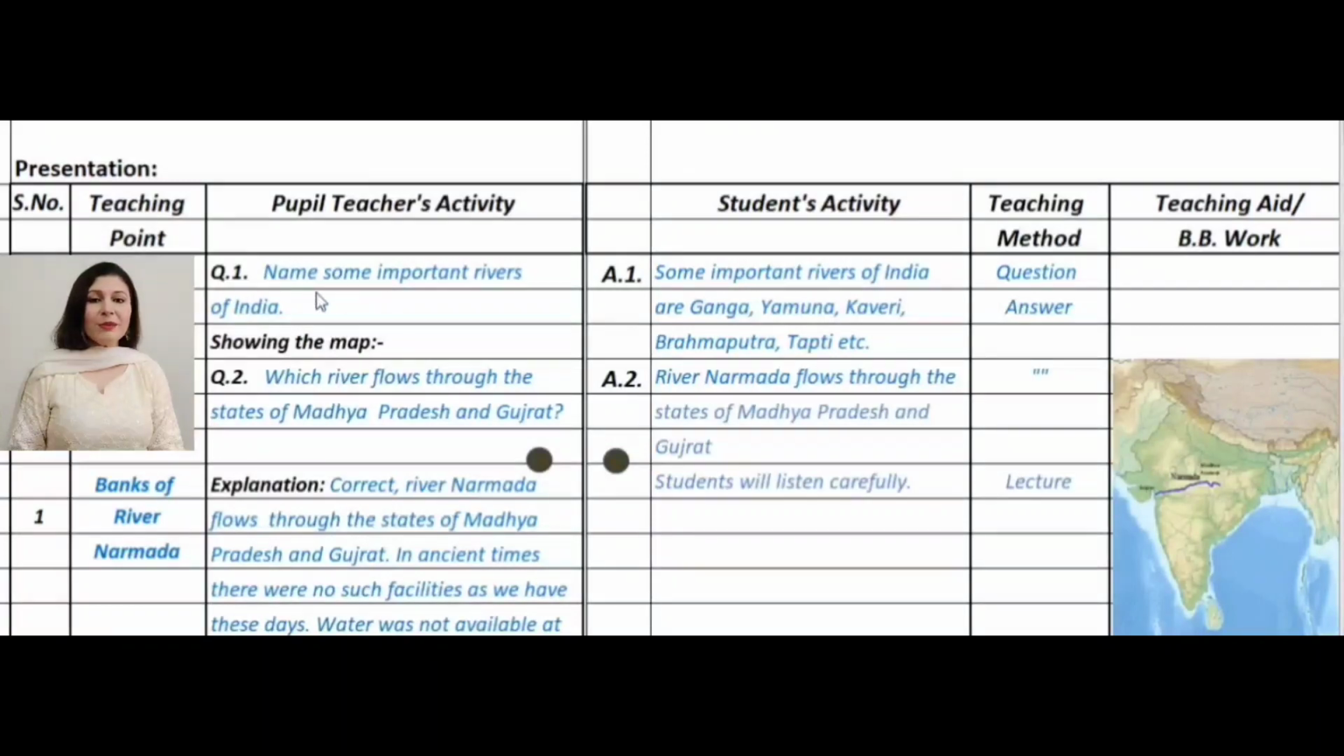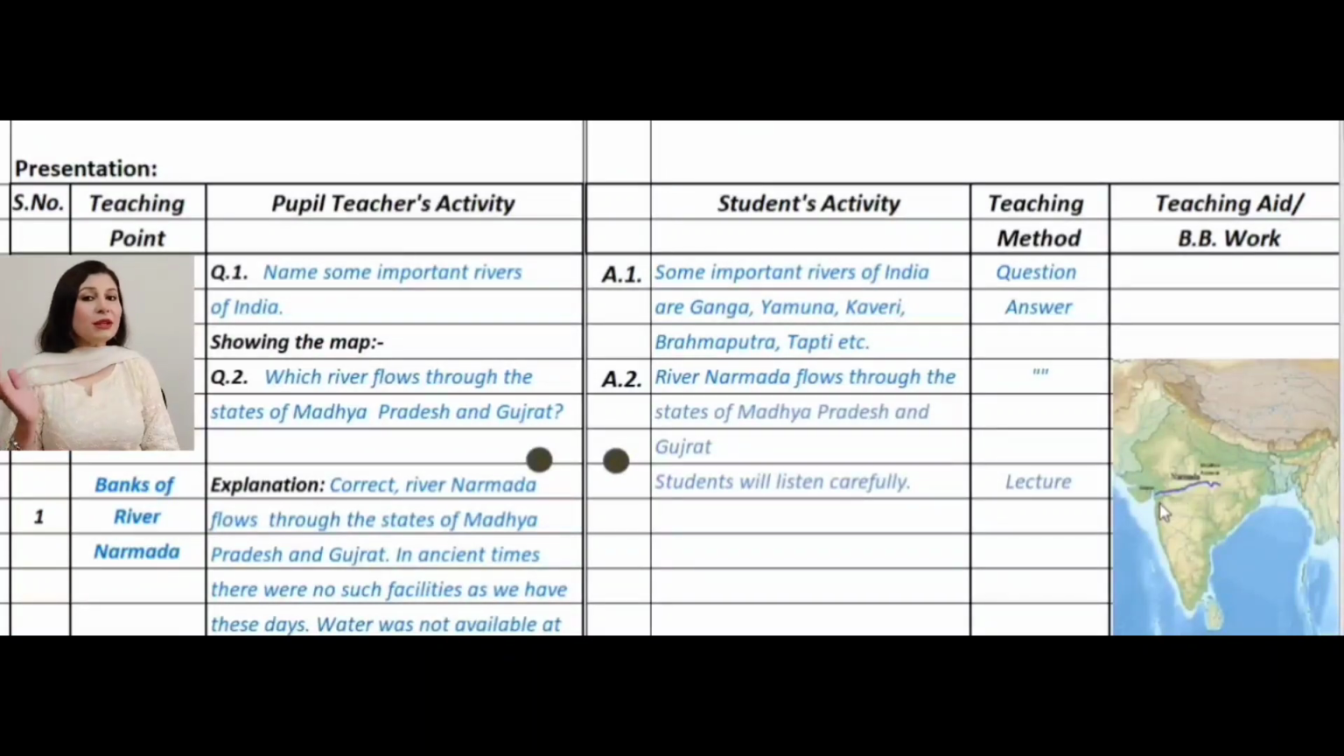So question 1 can be, name some important rivers of India. And the expected answer of the students will be, some important rivers of India are Ganga, Yamuna, Kaveri, Brahmaputra, Tapti, etc. Question 2 can be, which river flows through the states of Madhya Pradesh and Gujarat? We'll ask this question by showing the map to the children so that they can locate river Narmada on the map. Teachers should use a pointer to point at the name of the river so that the students can easily locate that river on the map.